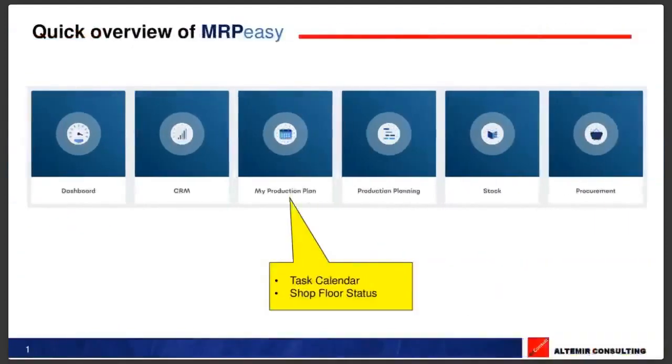There's also a My Production Plan button, and this is basically a module where you can see purchasing, manufacturing, and quality inspection tasks that are scheduled all on a calendar for each individual user. It's a personalized calendar for each user. And it allows you to look at manufacturing orders on the shop floor using a calendar view.